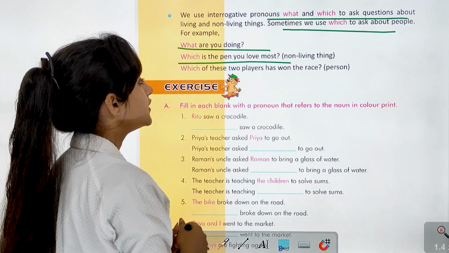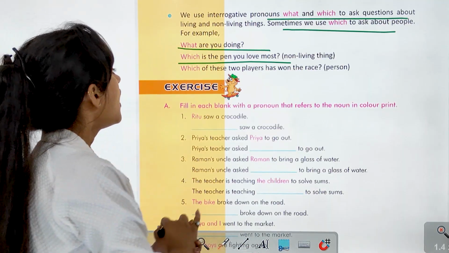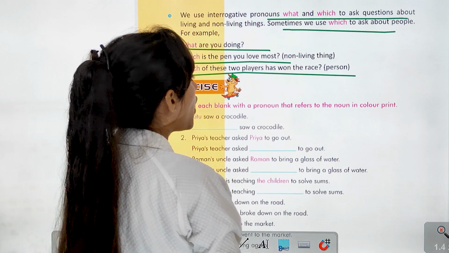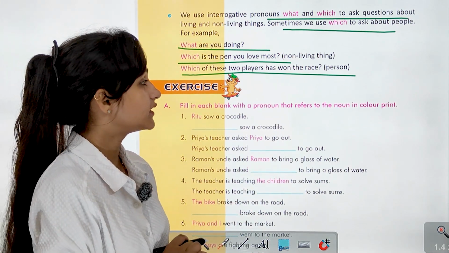Which is the pen you love most? इनमें से कौन सा पेन है जो तुम्हें पसंद है? Pen is a non-living thing. Which of these two players has won the match? इनमें से कौन से दो प्लेयर ने वो match जीता है?